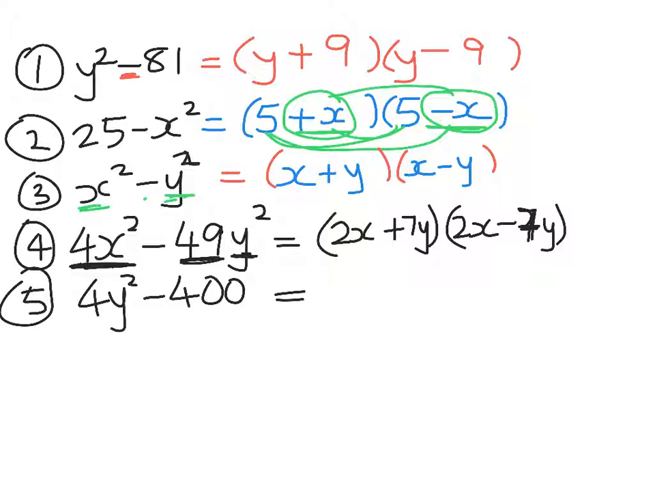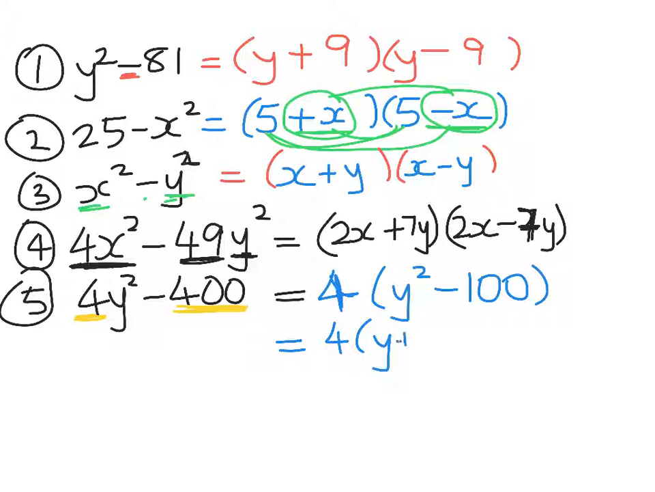Last one. So when we look at this, there are a couple of ways to do this one actually, just because of the numbers I've picked. But what I want you noticing here is that I've got to always look at my numbers, my coefficients and my constants, to see if there's a common factor. So in this case, there's a common factor of 4, so we'll take that out first. So we get 4y squared minus 100, which is equal to 4 times y plus 10 times y minus 10.